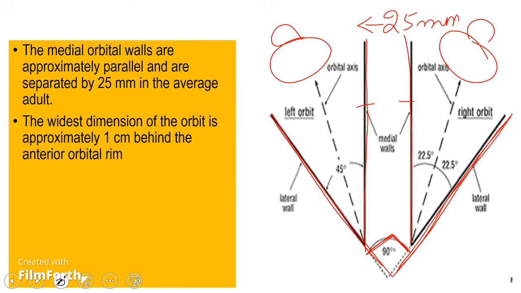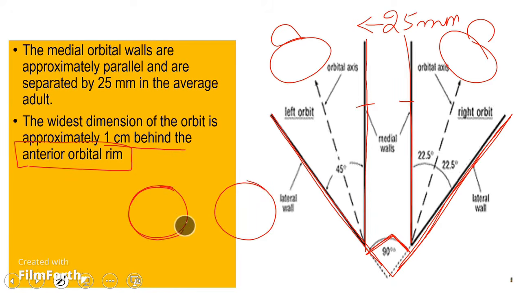Apart from that, the widest dimension of the orbit is approximately 1 centimeter behind the anterior orbital rim. So what is meant by anterior orbital rim? If this is the orbit, the most anterior part of the orbit is called the rim or the anterior orbital rim. If you go just 1 centimeter behind that rim, that will form the widest dimension of the orbit.